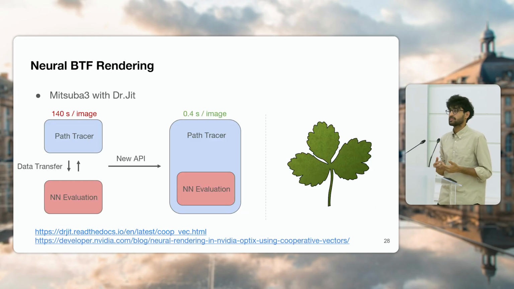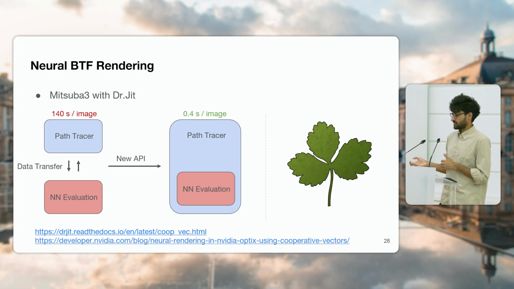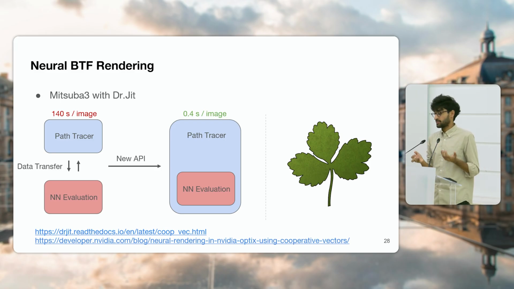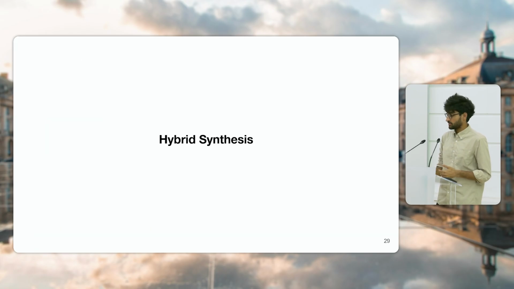A compact representation is only useful if you can render with it. We implemented the model in Mitsuba 3 with Dr.JIT using the cooperative vector API, which fuses the network evaluation straight into the path tracer. For an image at 800 pixel resolution at 4 samples per pixel, the unfused implementation on the left takes 140 seconds, while the fused one on the right takes 0.4 seconds. So beyond compression, you also get a practical renderable neural material. So this is new API in Mitsuba 3, and I would definitely encourage everyone to check it out.